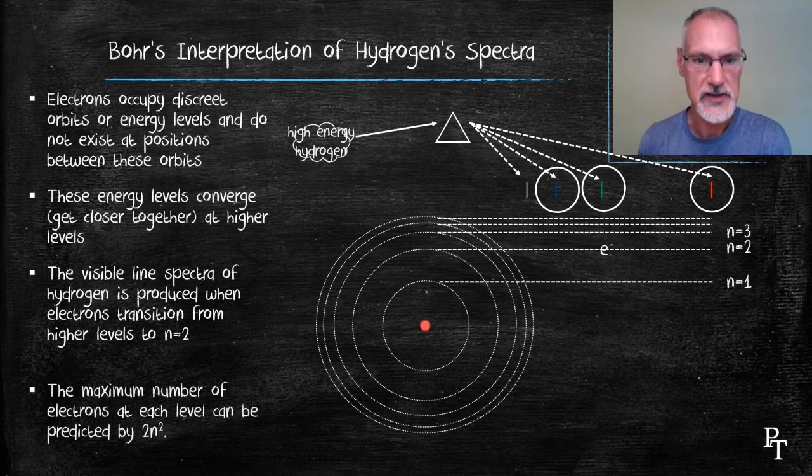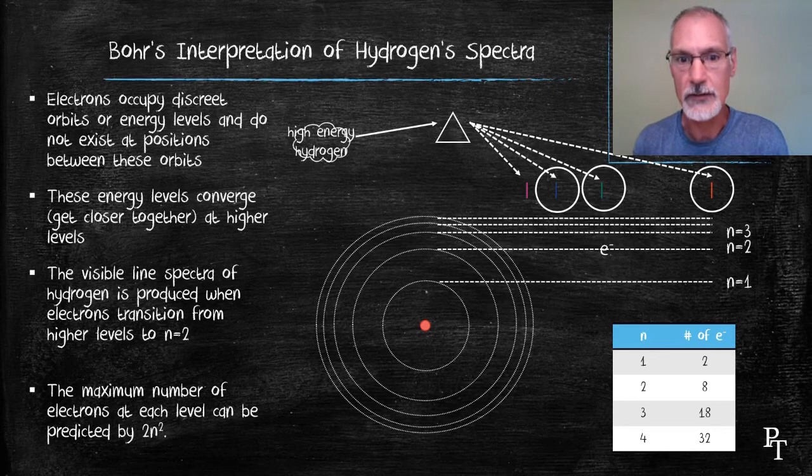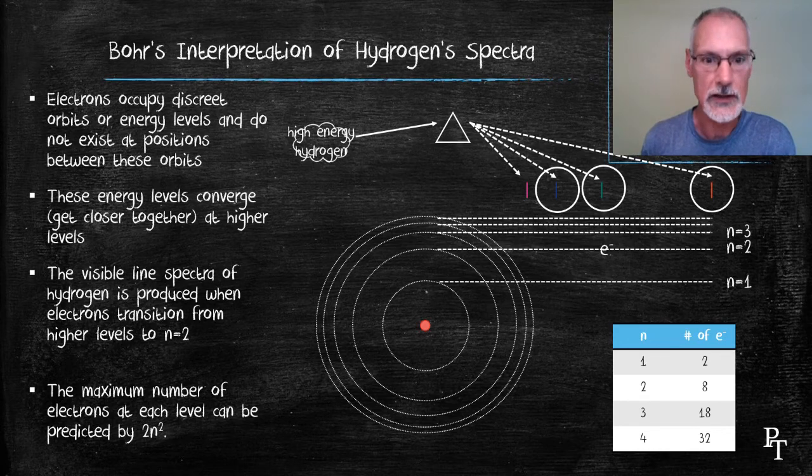Later work also suggested that the electrons existed in these orbits, but there were certain maximum numbers of electrons that could exist in each orbit. It's governed by the equation 2n squared, where n is the electron energy level. So at the first energy level, we can essentially have 2 electrons. At the second energy level, n squared becomes 4 times 2 gives us 8 electrons. And the third energy level can hold 18, and so forth.